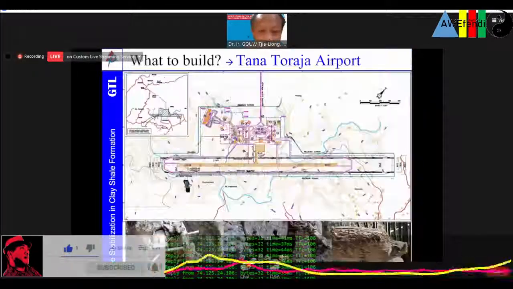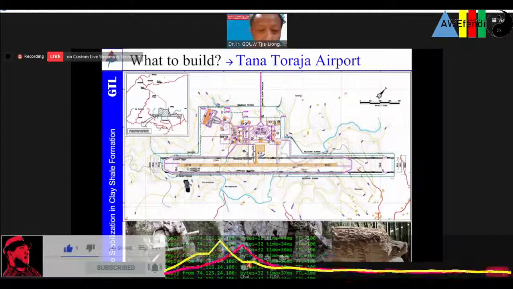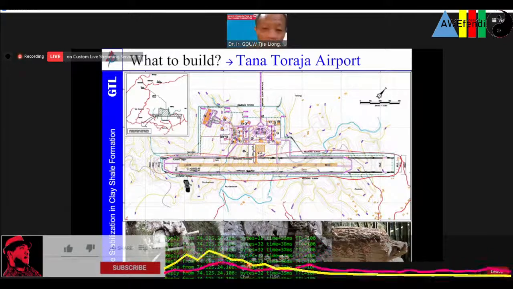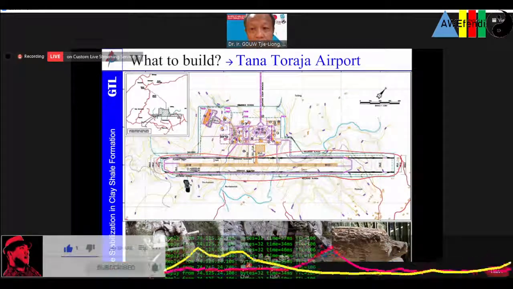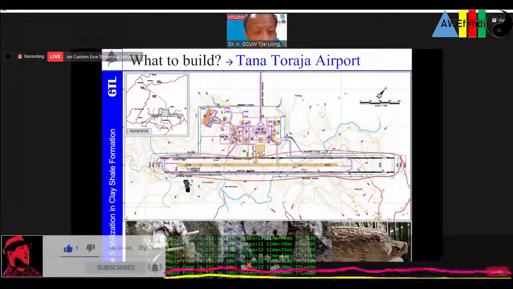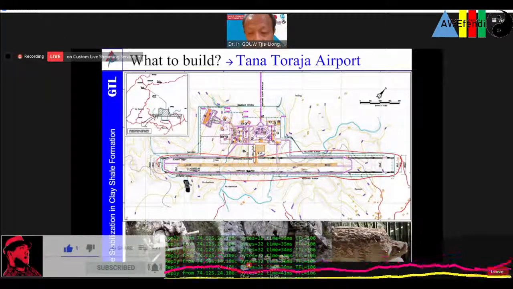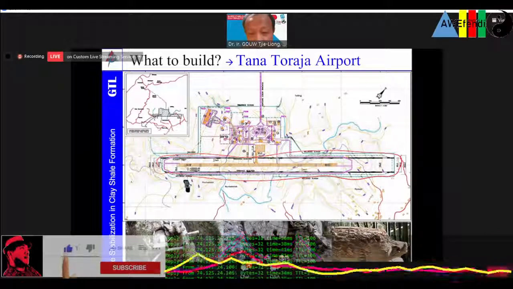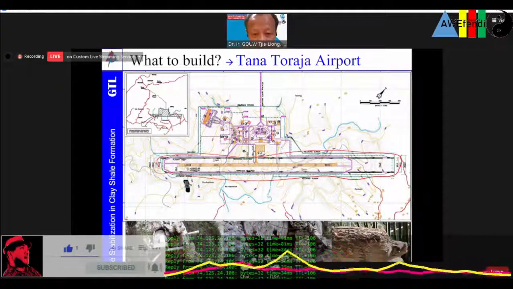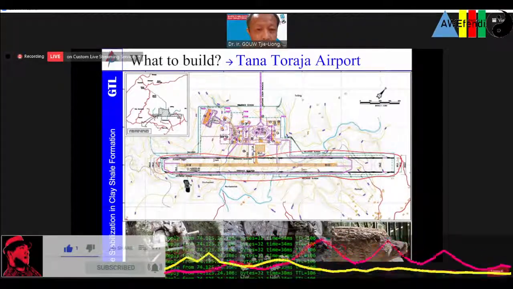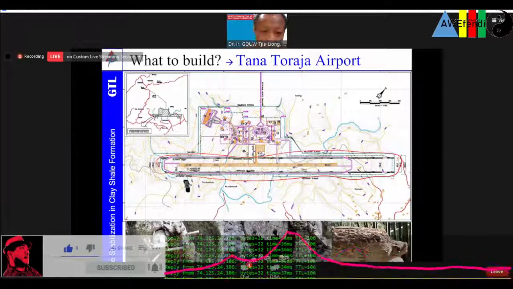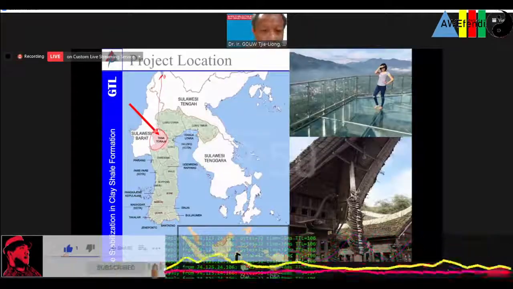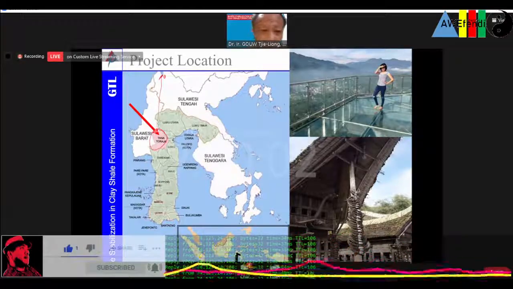So what is the project? The project is basically a runway. It's an airport project. A runway is to be built over hilly terrain, because there is a lot of mountainous region. And this airport is meant for better transportation to the Tanah Toraja area, because if you go from Makassar to there, it will take about 7 to 9 hours, depending on the condition of the traffic.